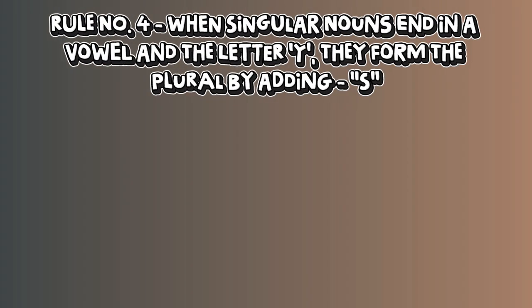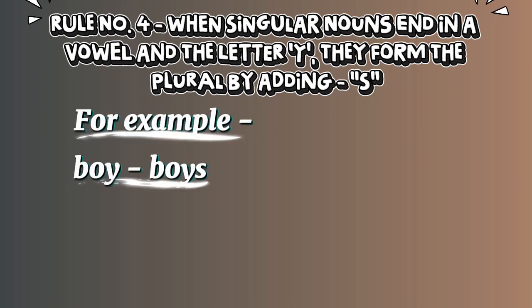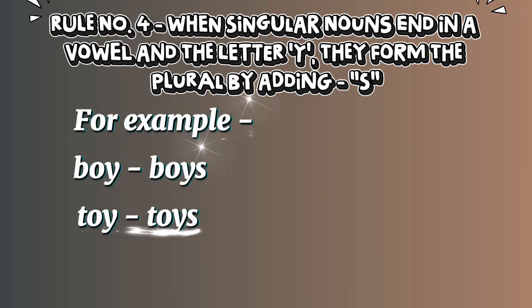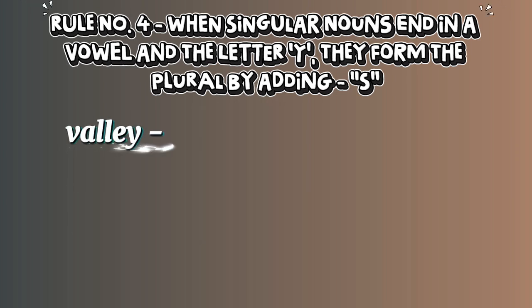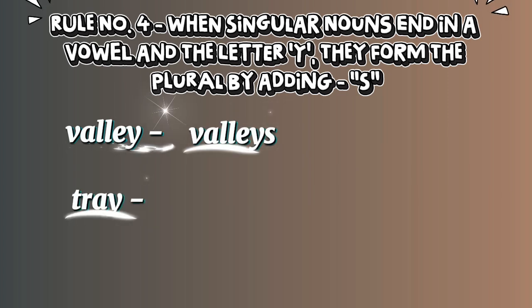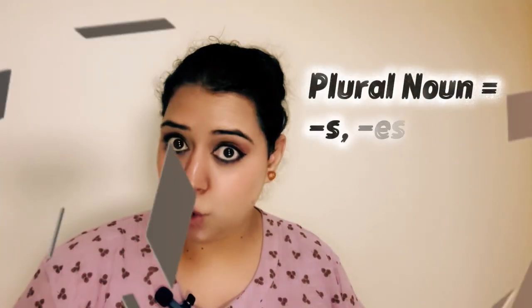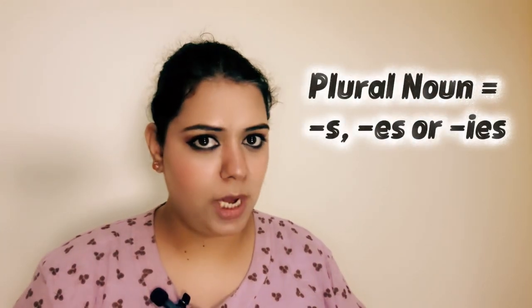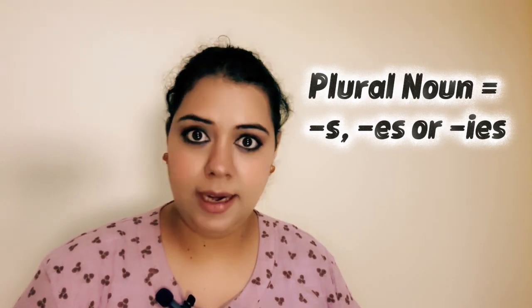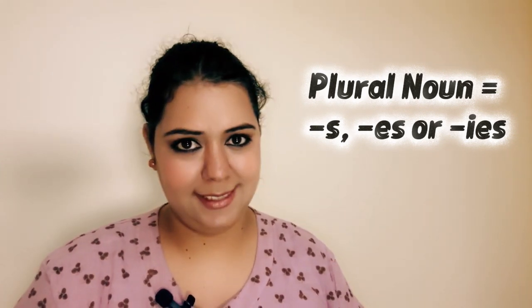When singular nouns end in a vowel and the letter Y, they form the plural by simply adding S. For example, boy, boys. Toy, toys. Time for you to answer. Valley, valleys. Tray, that's correct. Trays, good job. So most of the time, we simply make a plural noun by adding S, ES or IES.